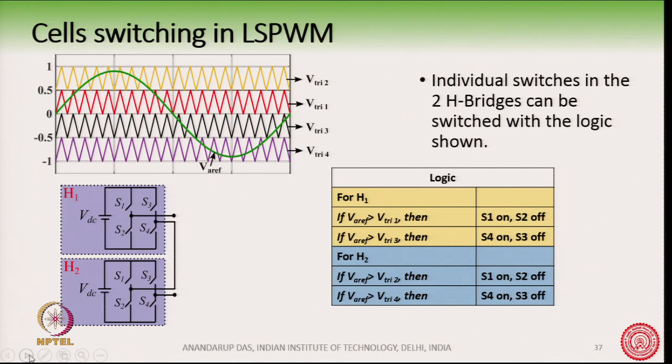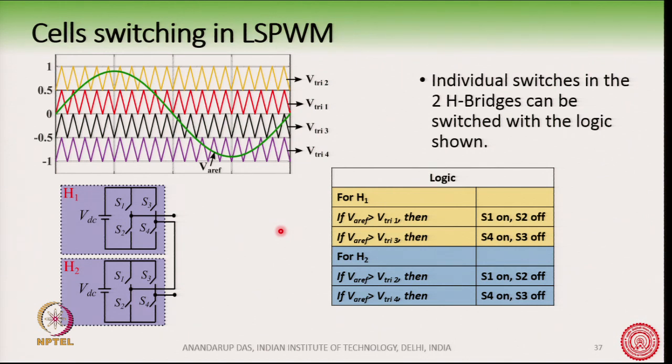We would like to see exactly how the switches in the cells are switching using the level shift PWM technique. Since this is a 5 level CHB, we have 2 such cells given by H1 and H2, and there are 4 such triangles which are given the names triangle 1, 2, 3, 4 here.